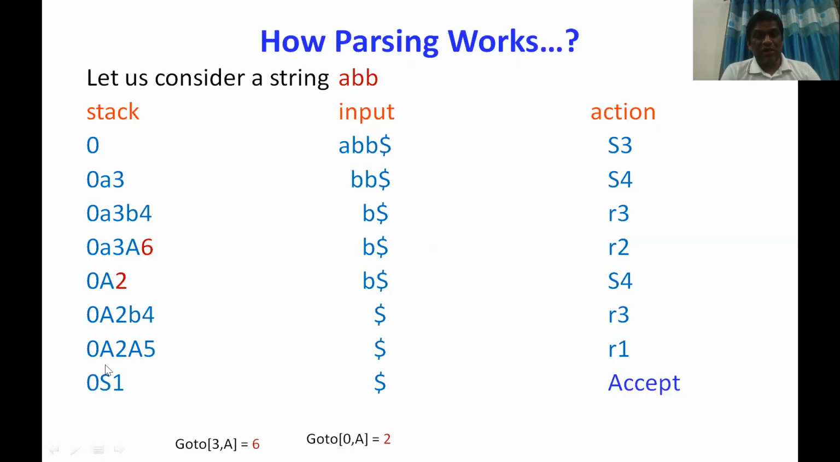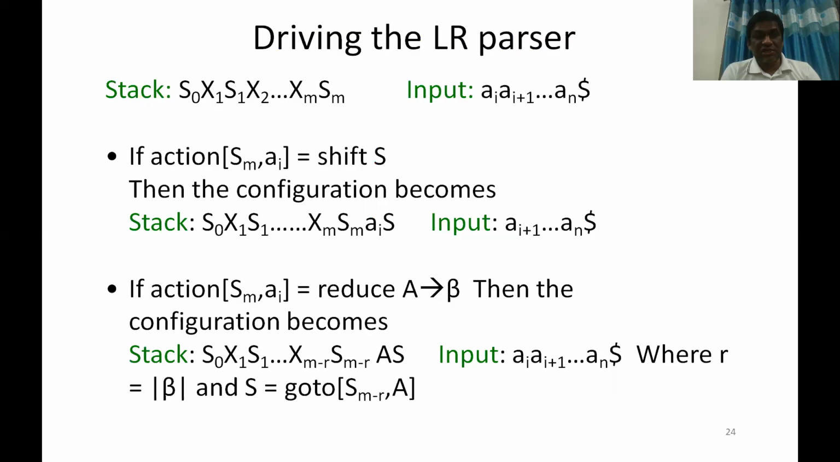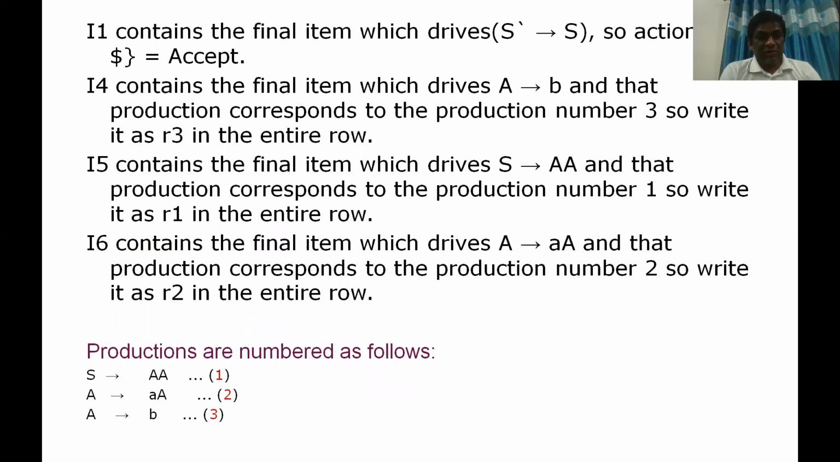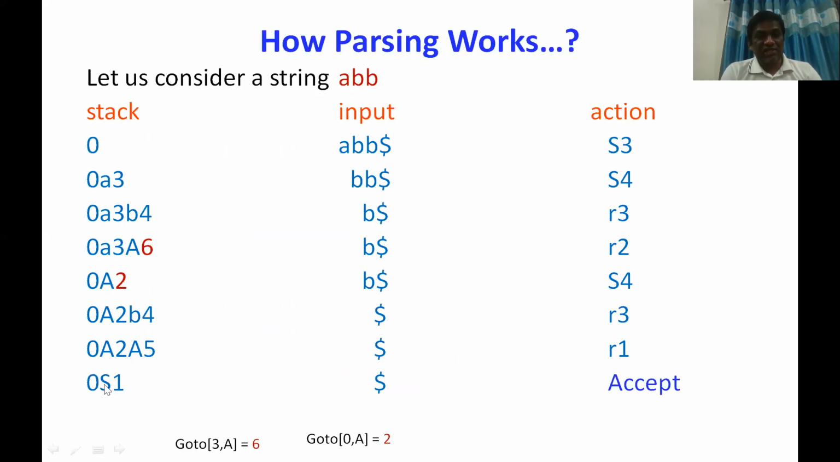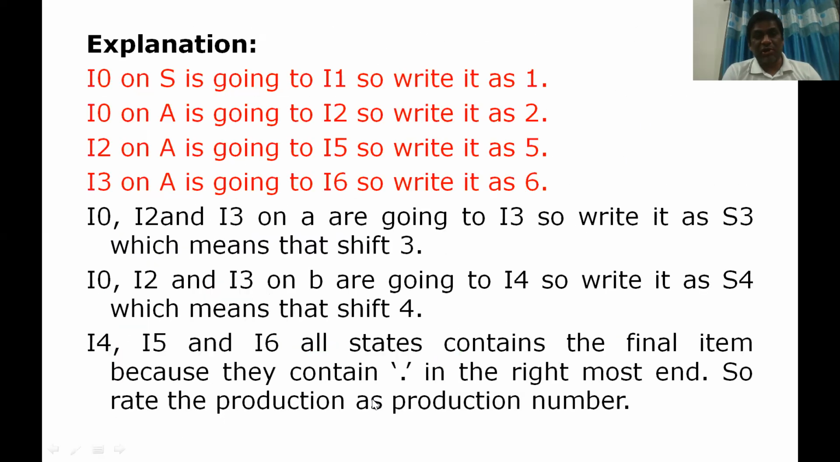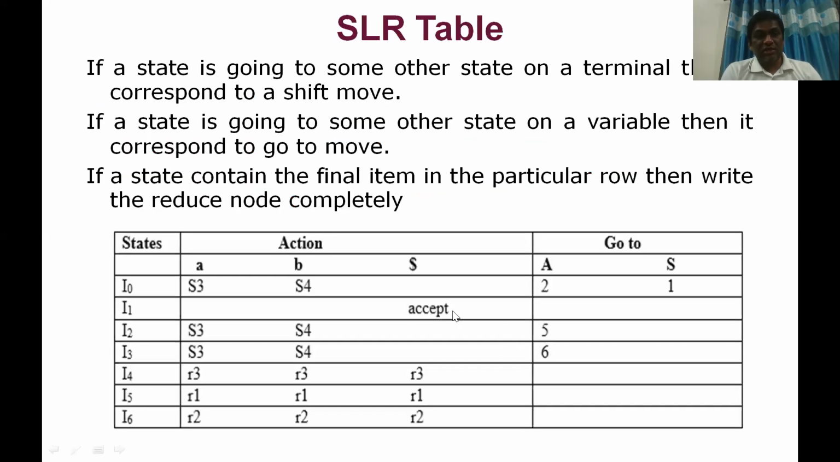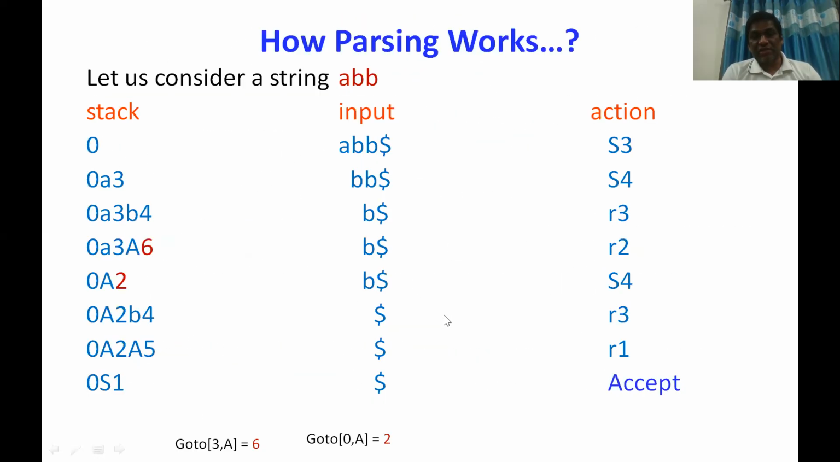Okay, because reduce 1 means the first production. What is the LHS of the first production? It is S. So capital S is added here. Goto of 0 comma S is 1. So it is coming here. So 1 comma dollar. 1 comma dollar is accept. You can see it in the table. So the string is accepted, which means this string belongs to the corresponding grammar.